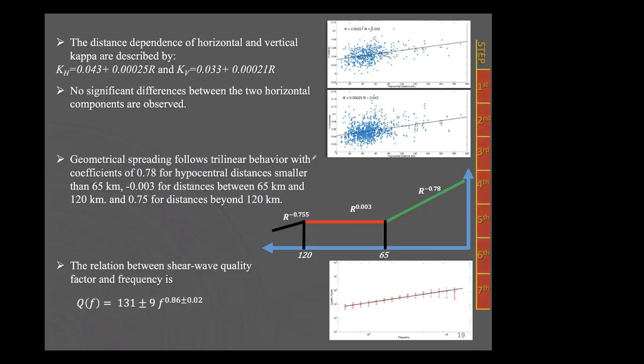So just to recall the things that we discussed in this lecture, the distance dependence of horizontal and vertical components are shown here. And you saw that the zero distance kappa for vertical and horizontal components are different. You saw that we have a sort of trilinear trend of geometrical spreading. We found the hinges to be at 65 kilometers and 120 kilometers, and the geometrical spreading around here is about zero as we expected theoretically. It's around one as we expected for the body waves here.